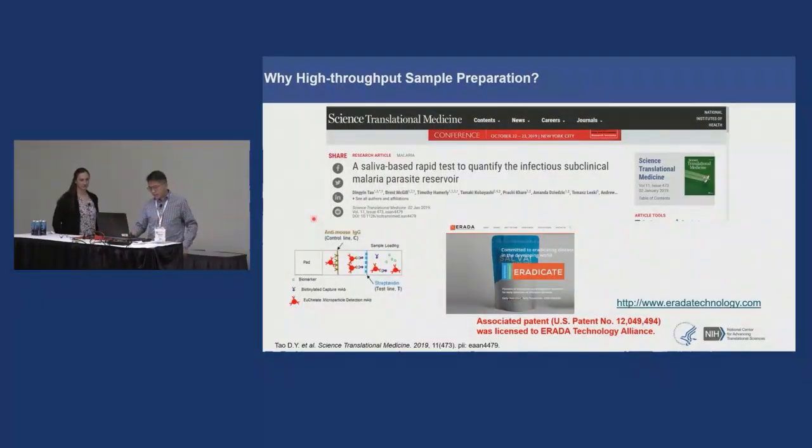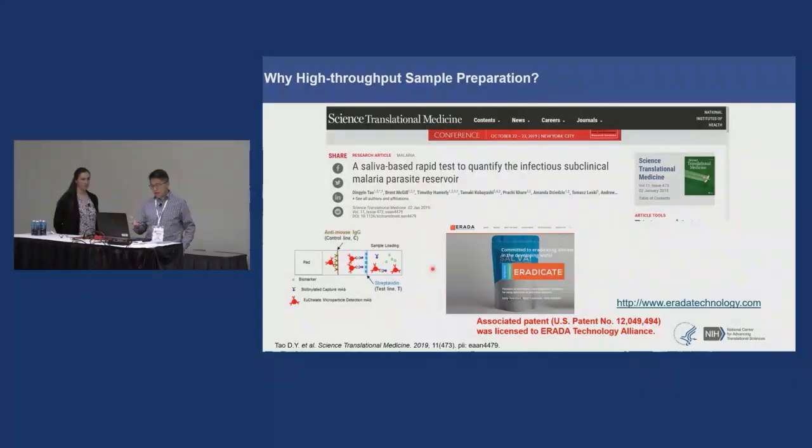In this work I identified a biomarker for malaria in human saliva. I had to digest hundreds of samples to quantify the target. And the outcome was very fruitful. We had a paper published in Science Translational Medicine. We also have an associated patent licensed to a company to develop the prototype of an RDT, a rapid diagnostic test.